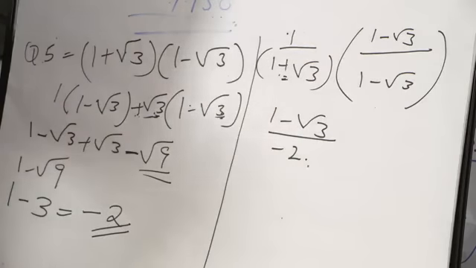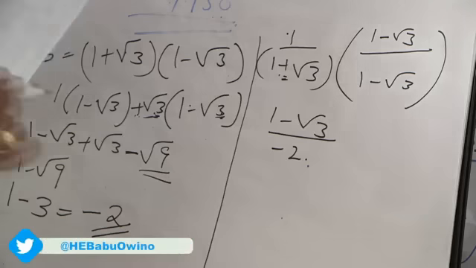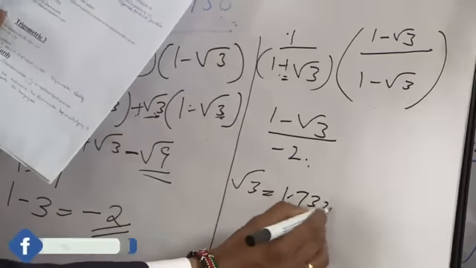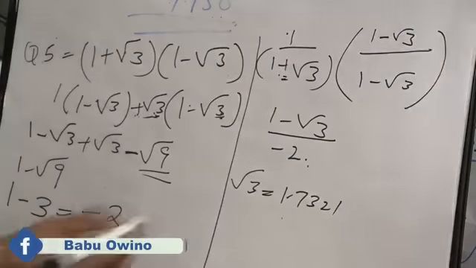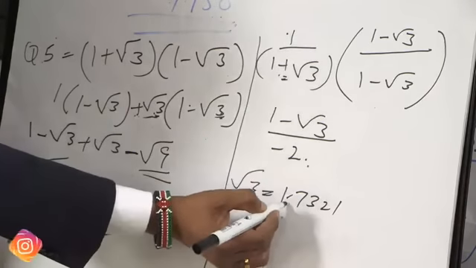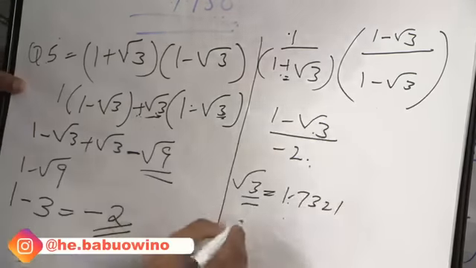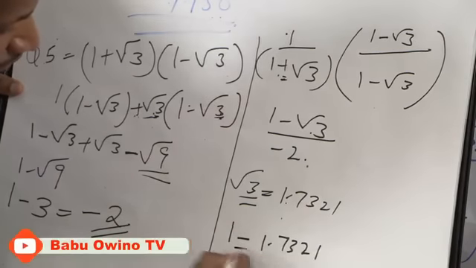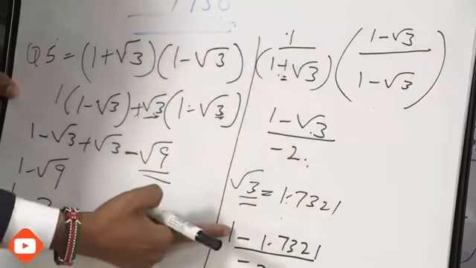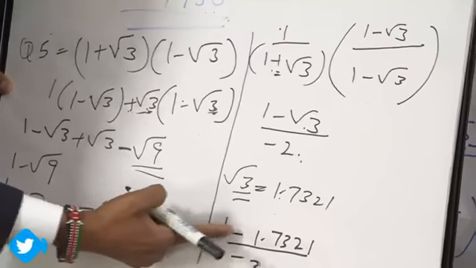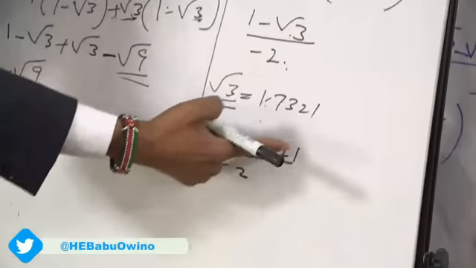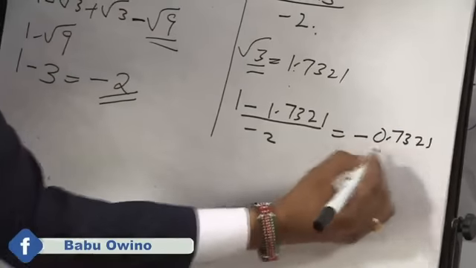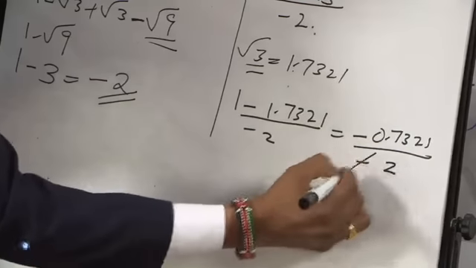Hence evaluate to 3 significant figures. Given that root 3 equals 1.7321, wherever there is root 3, you replace it with 1.7321. So 1 minus root 3 is 1 minus 1.7321, divided by minus 2. Solve the numerator alone: 1 minus 1.7321 gives minus 0.7321, divided by minus 2.